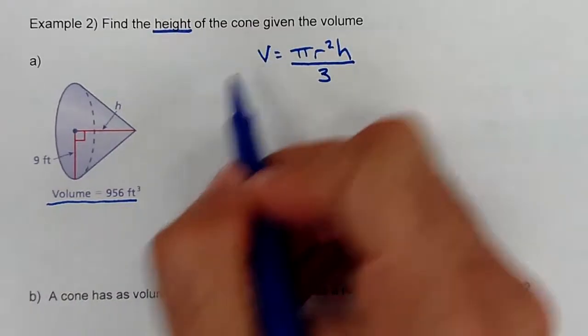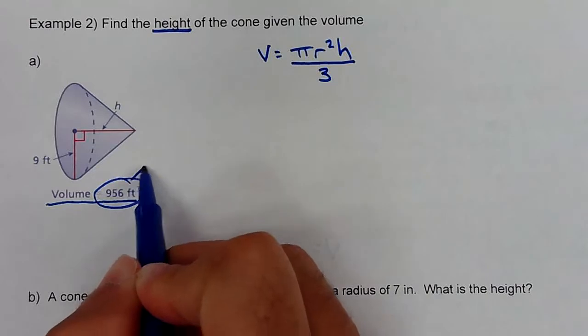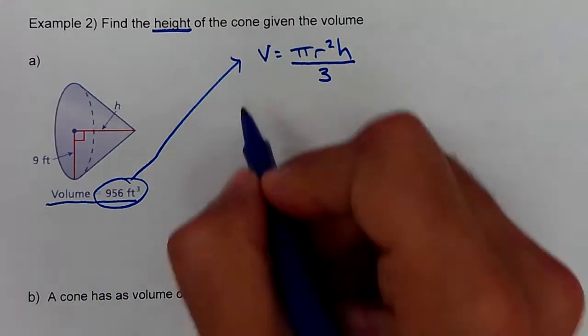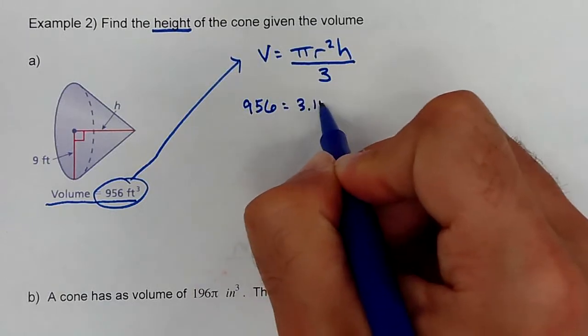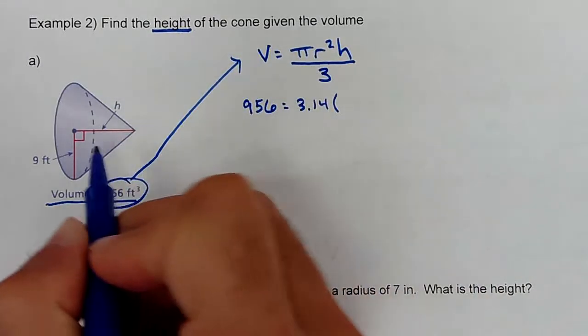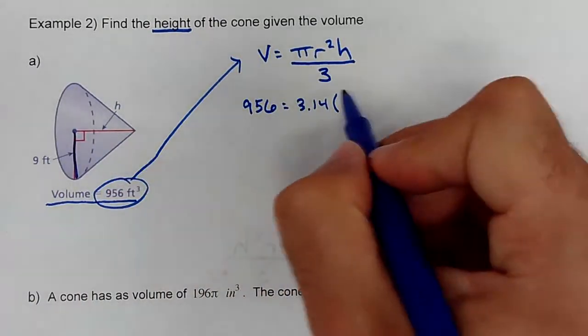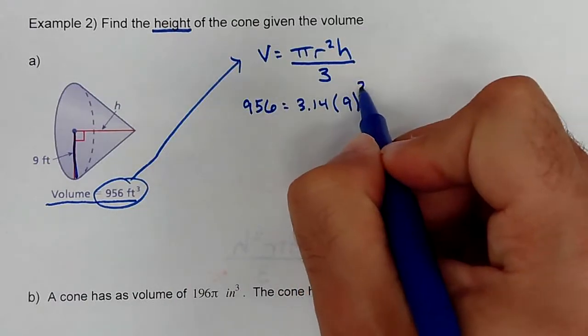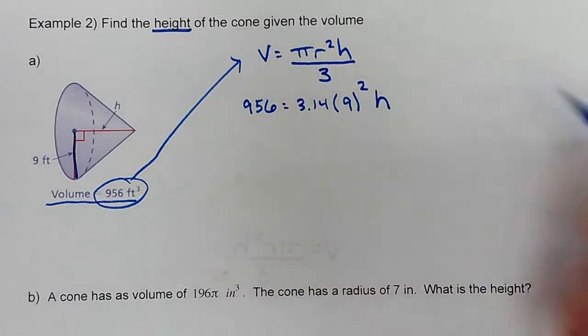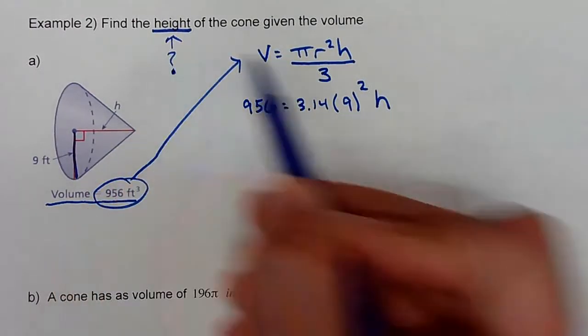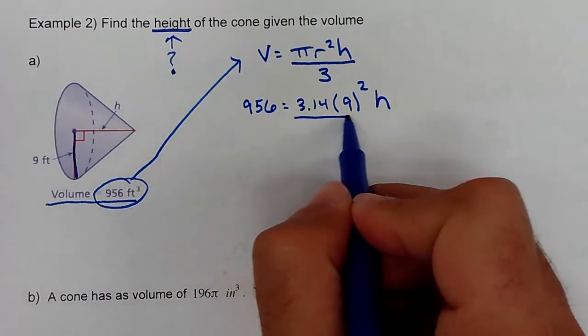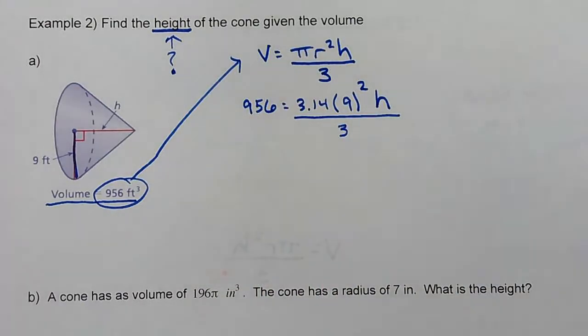Now I know what volume is. It's 956. So that's going in for V. So 956 equals 3.14. My radius is 9. I don't know h. Remember, that's what we're looking for. And then I'm going to divide this by 3.